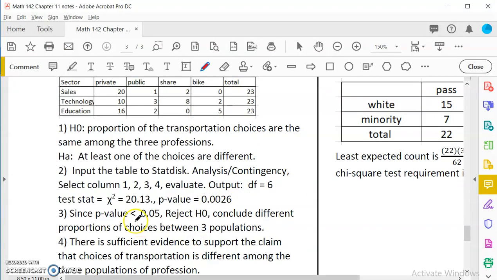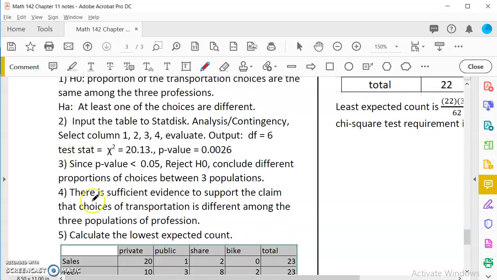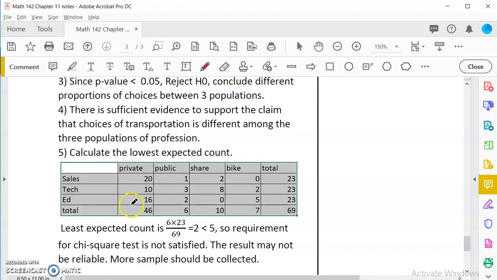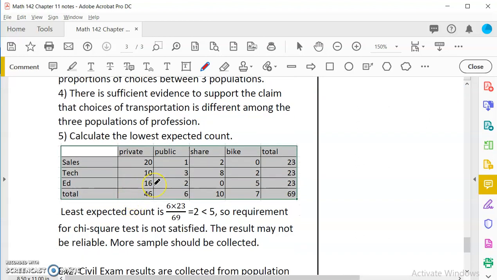So again, 0.0026 is less than 0.05. We reject H0 and conclude that it's different. If you reject H0, H0 says that they are the same. So if you rejected it, you conclude that at least one of the choices of the population is different. At least one. So there is sufficient evidence to support the claim that the choice of transportation is different among the 3 population professions. So then the last thing is to do expected count.